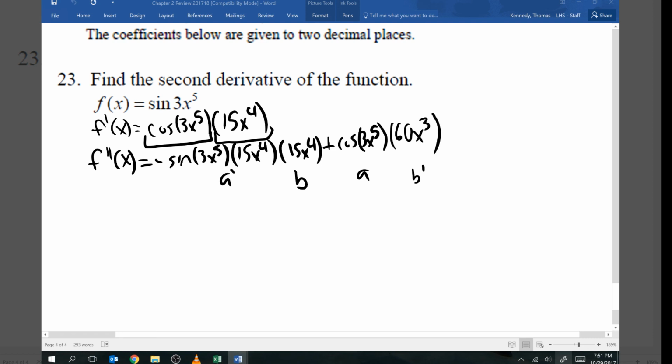So on the test, it would look something like negative 225x to the 8th sine 3x to the 5th, combining up all the like terms, plus 60x cubed cosine 3x to the 5th. And yeah, these are great questions because I get to test product rule and chain rule within the same question because you got to do both. So pretty cool kind of question.